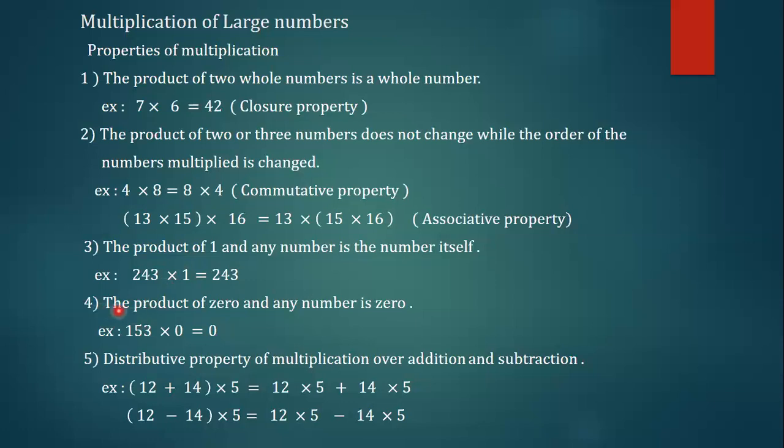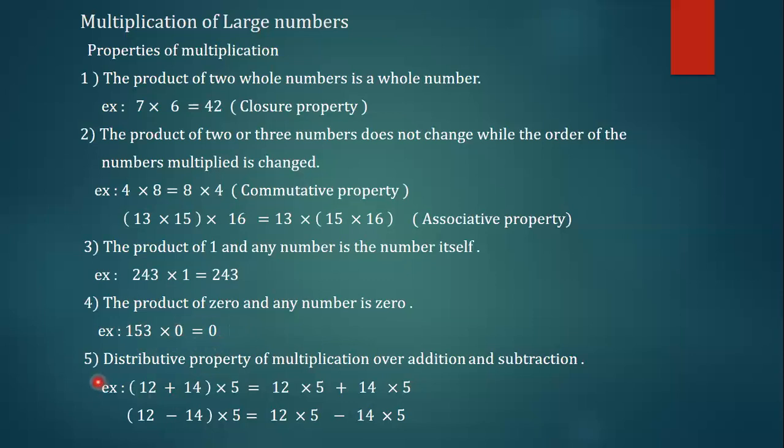Next, fourth one, the product of 0 and any number is 0. When you multiply 0 to any number, you know already, the product will be 0. You can take any example. 5 into 0 is equal to 0. 13 into 0 is equal to 0. So if you multiply any number with 0, the product will be 0.